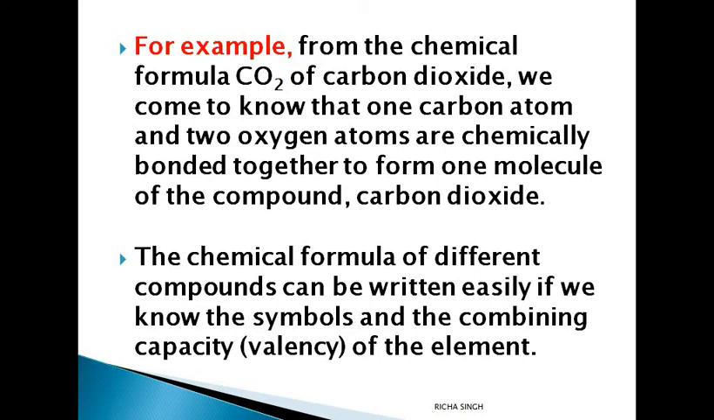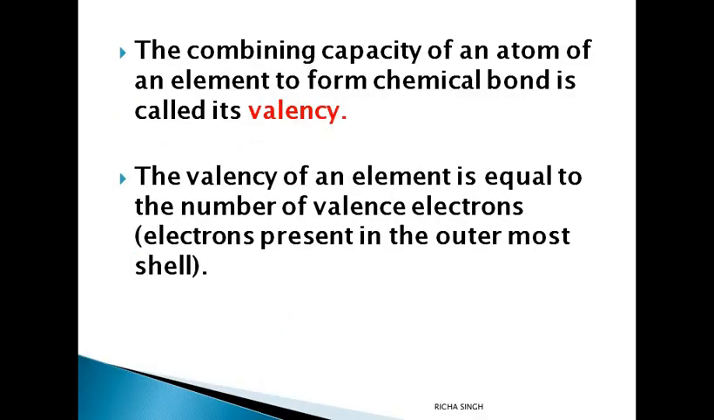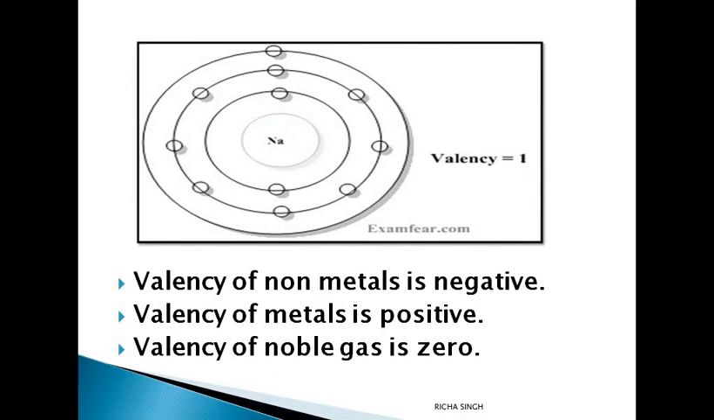So what is valency? Valency is the combining capacity of an atom for forming a chemical bond. Now the valency of an element is equal to the number of valence electrons. What are valence electrons? Electrons which are present in the outermost shell are called valence electrons. Let me make it more clear for you. This is the atomic structure of sodium, that is Na. It has an atomic number of 11.